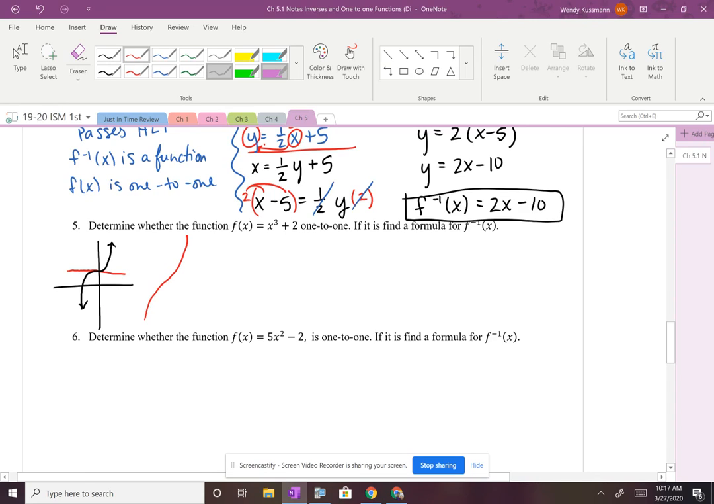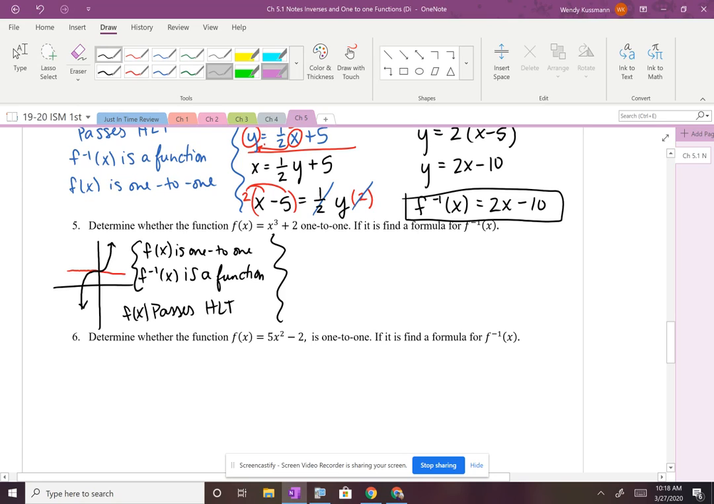So promise, if you have an x cubed, it is 1 to 1 every single time. So that's saying f of x is 1 to 1. That means we can find the inverse of the function. So that tells us that the inverse f of x is a function. And those two things both occur because f of x passes the horizontal line test. Now let's go ahead and find the equation of the inverse.